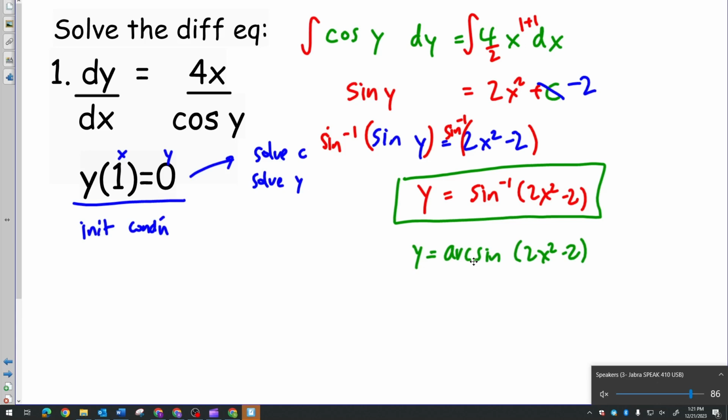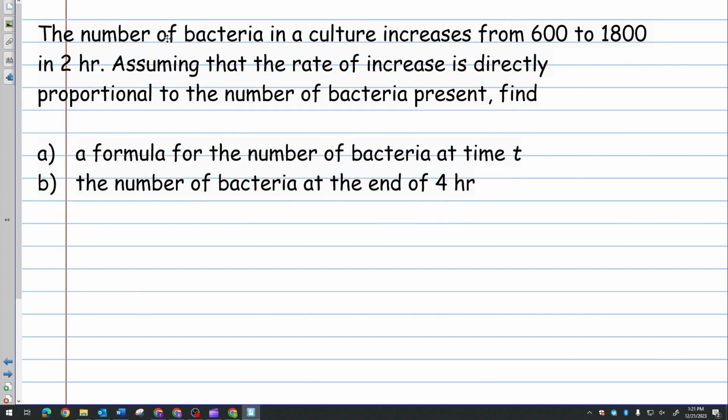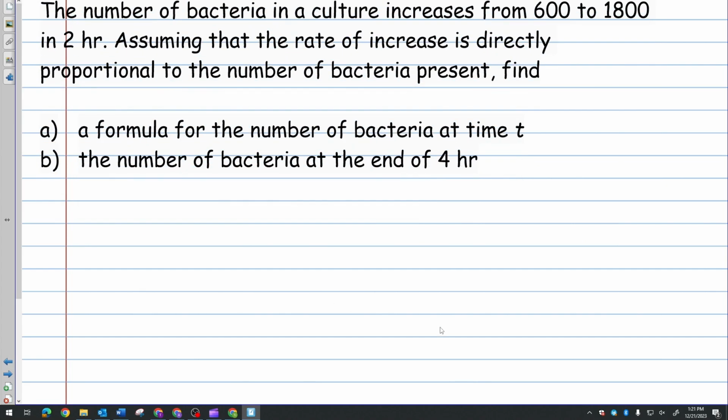Okay, let's go ahead and start our lesson for today. And that lesson is doing word problems. So start with example 1 here. It says the number of bacteria in a culture increases from 600 to 1800 in 2 hours. Assuming that the rate of increase is directly proportional to the number of bacteria present, find two things. One, the formula for the number of bacteria at time t, and then finally the number of bacteria at the end of 4 hours. So the easiest way to do this is actually look at our calculus talk.